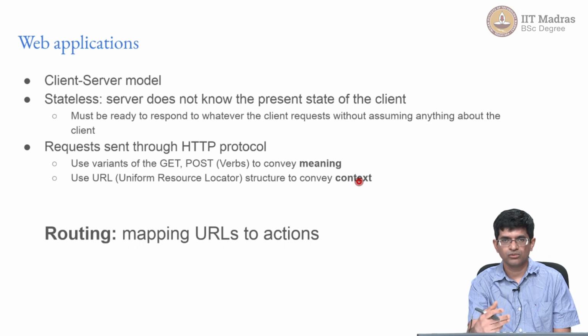Okay, so was it a get or a post? Was it that I've finished a quiz and I'm posting my answers to the quiz, or am I just getting a new page because I want to see what the next page contains, right? That is the verb, which conveys the meaning, what it is that I'm trying to do, and the URL conveys where I'm trying to do it, the context.